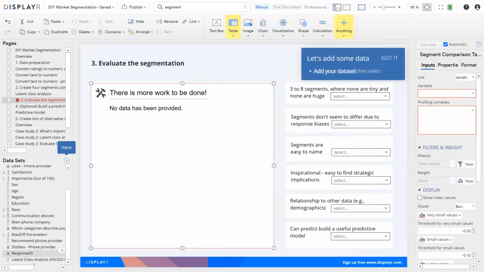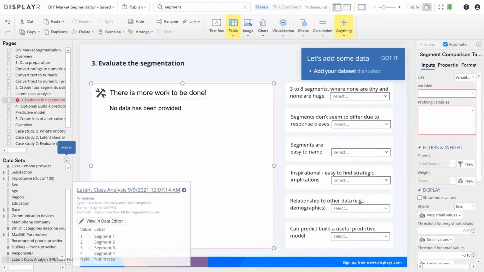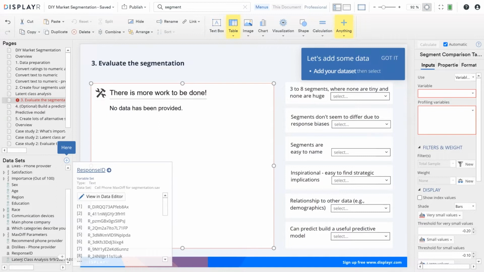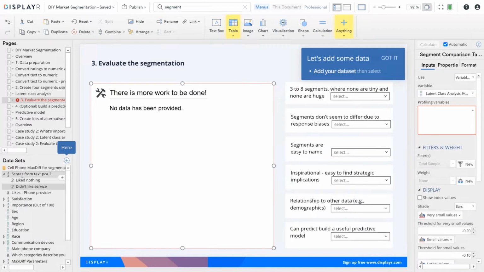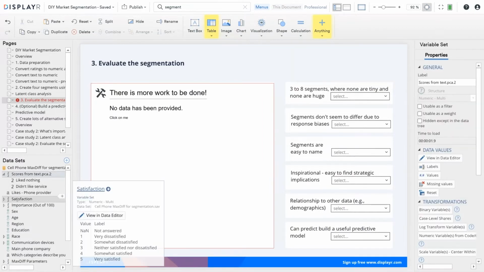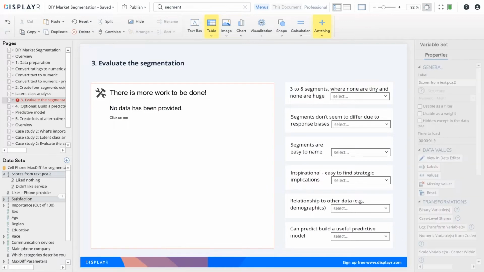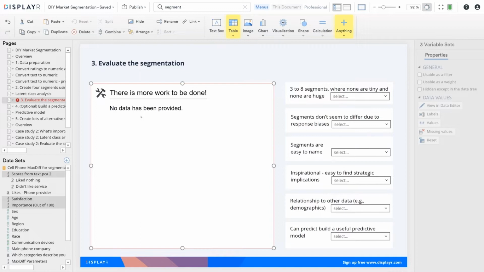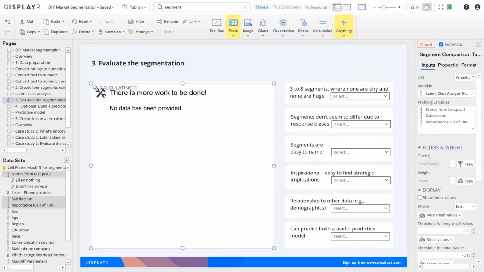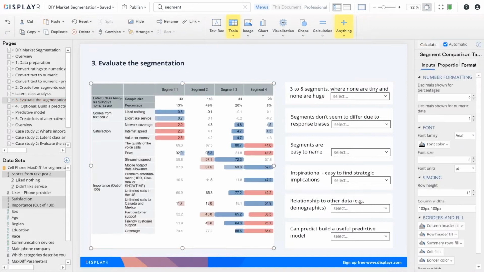The way it works is we want to find out the segmentation. Now, when we did the latent class analysis, it automatically added a variable to our data file. And I just drag it and release it in the variable slot. And then I drag across the text data that was made numeric, the satisfaction and the importance data into the profiling variables. And I'm going to play around with a couple of formatting options just to make it a little easier for you guys to read it over the internet.